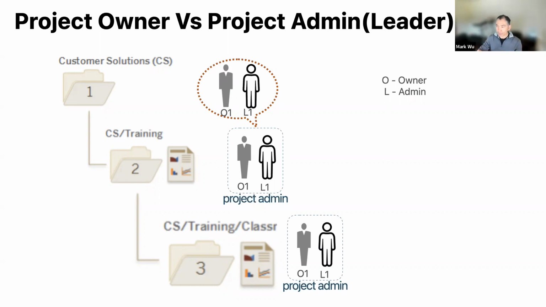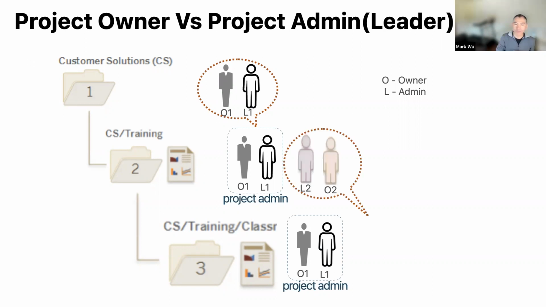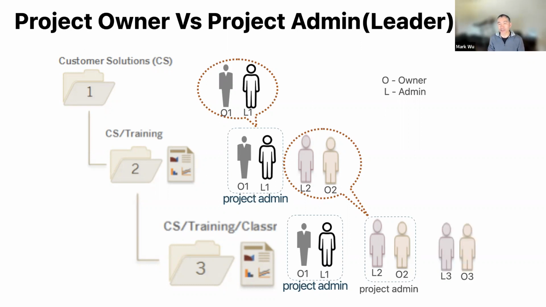It's called inherited project admin role. Inherited. Automatically, the user O1 becomes project admin for CS training / classes, all automatically. Similarly, if you have an admin at a sub-project, CS training, and you have an owner as well for CS training, they become the project admin for the third level automatically. It's called inherited as well. And of course, you can have separate additional admins and owners for the CS training / class.